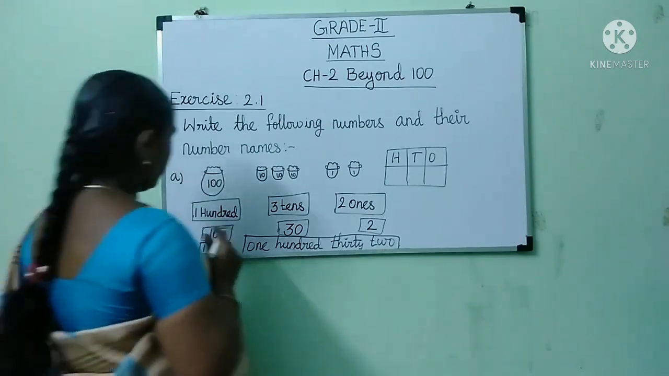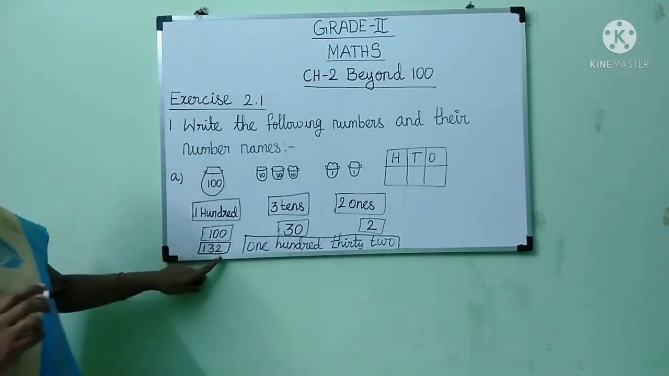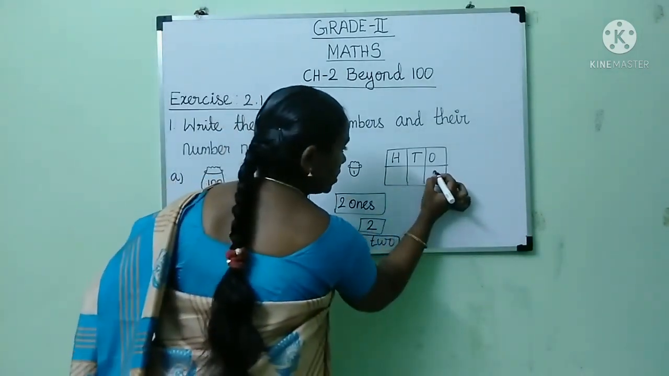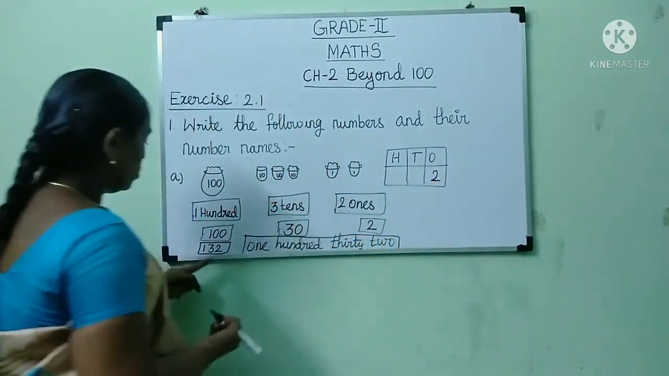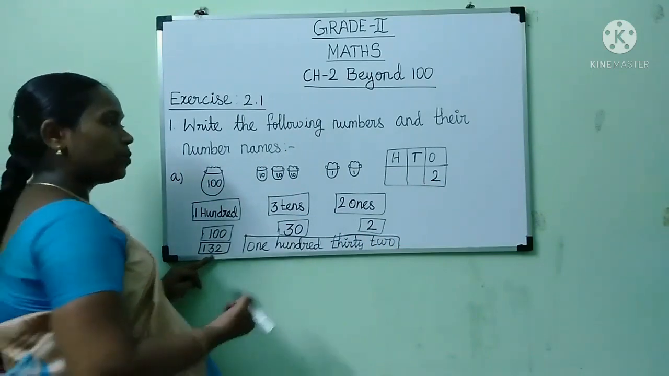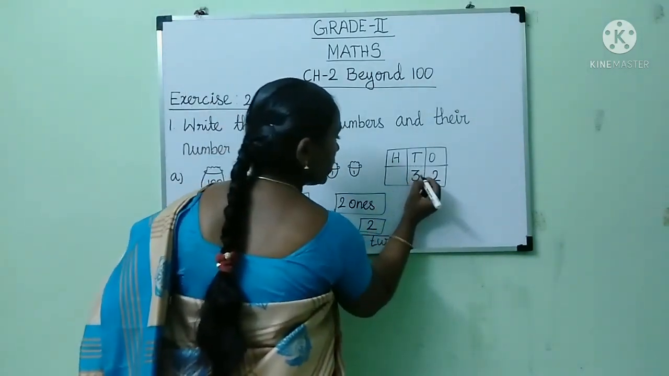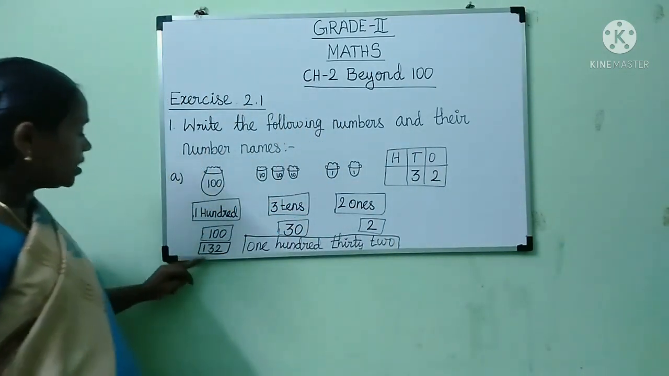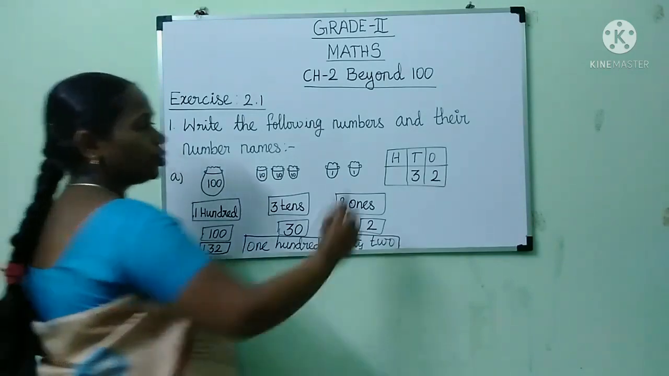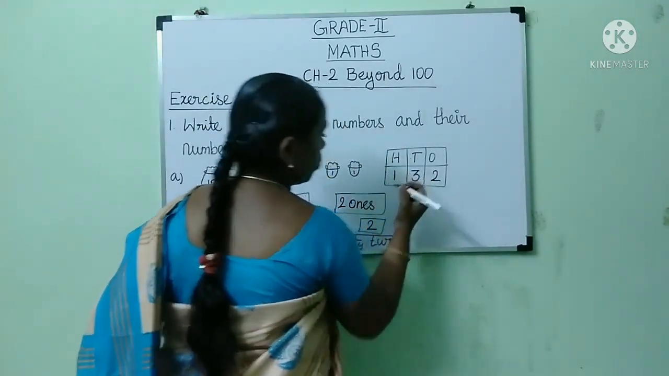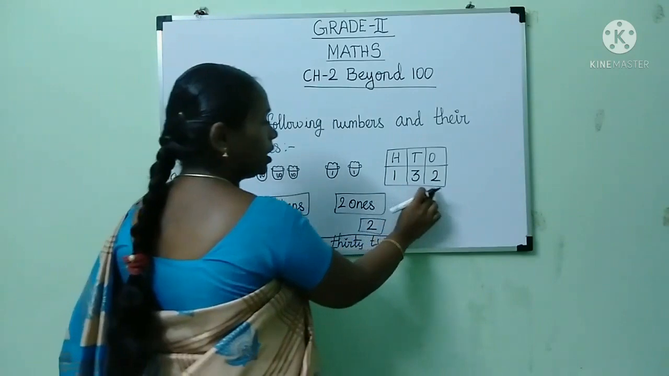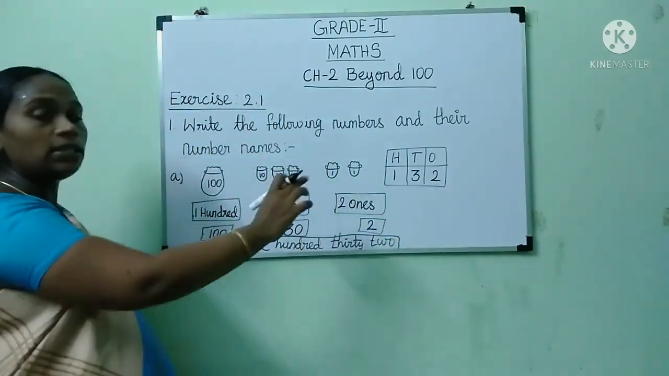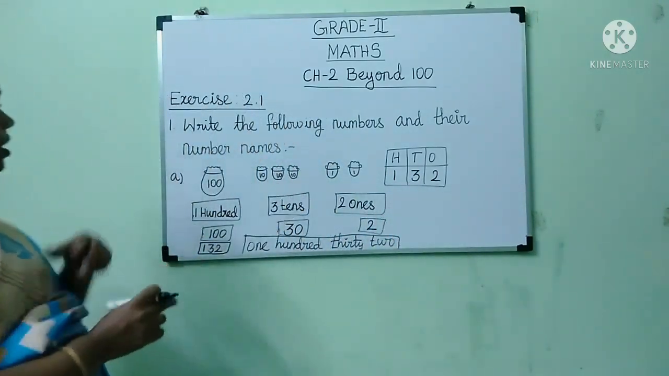132. See, 2 is in the ones place, so you should write here 2. 3 is in the tens place, so write here 3 in the tens place. 1 is in the hundreds place, so you should write 1 in the hundreds place. 132. Are you clear, children?